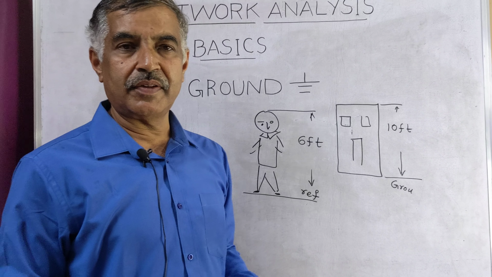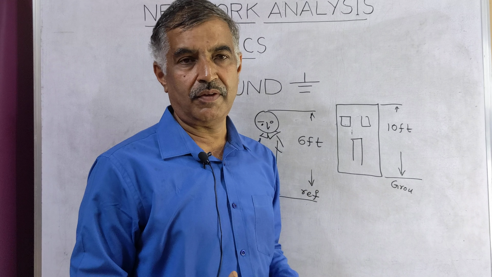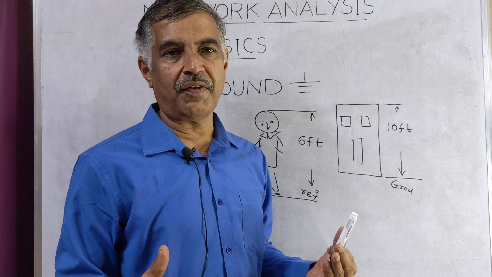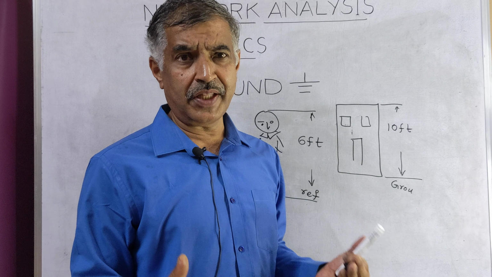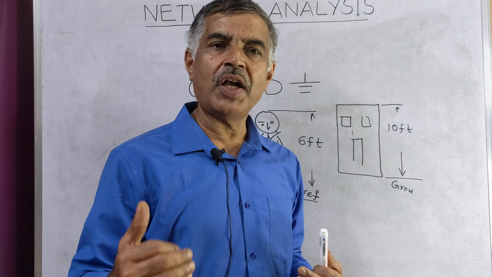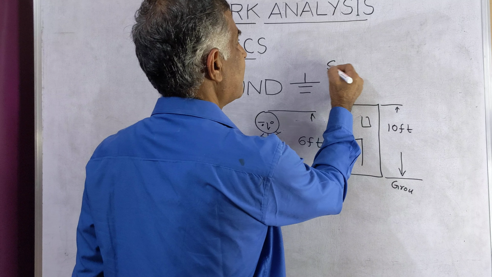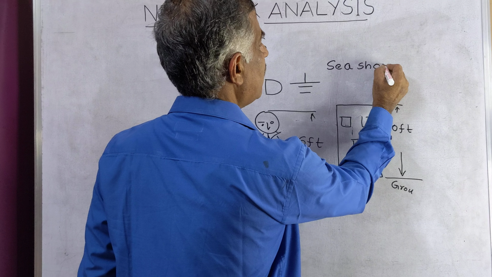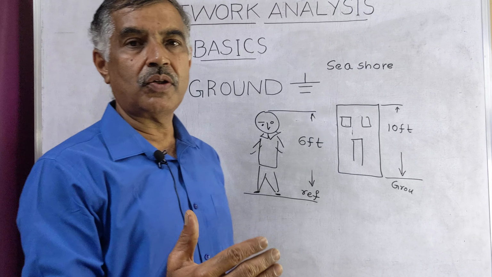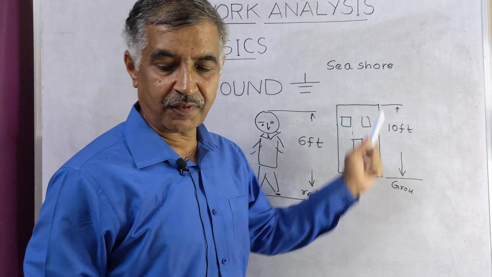Now, we make a statement: Kashmir is at an altitude of 5,000 feet. Which is the reference here? In the case of the altitude of a place, the reference is the seashore. So seashore is taken as the reference. From the seashore, it is at a height of say 2,000 or 3,000 or 5,000 feet.